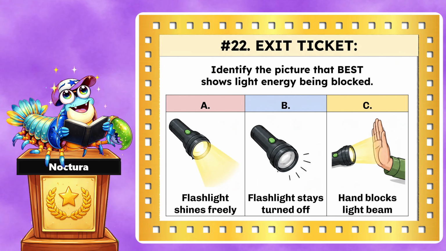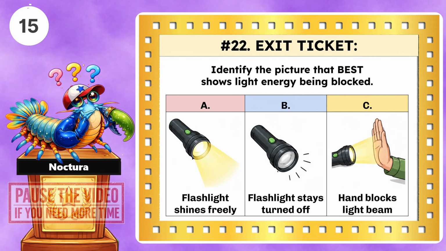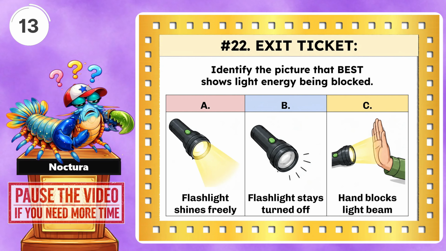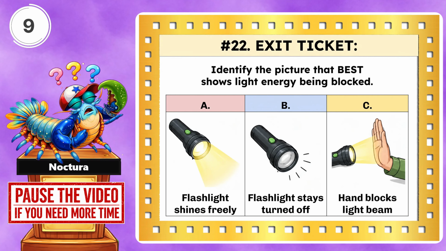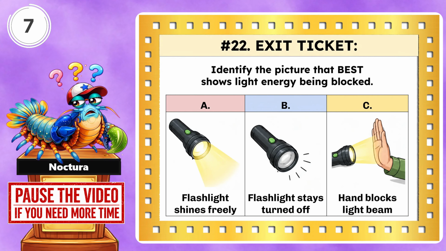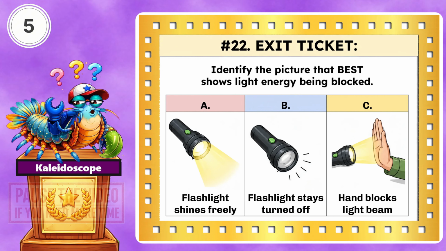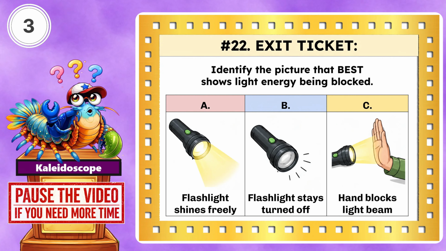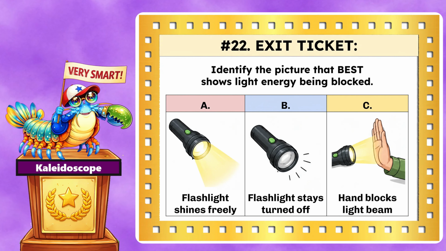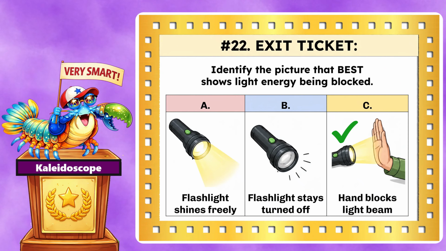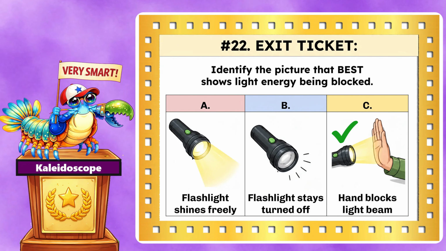Identify the picture that best shows light energy being blocked. And the correct answer is letter C. Hand blocks light beam.